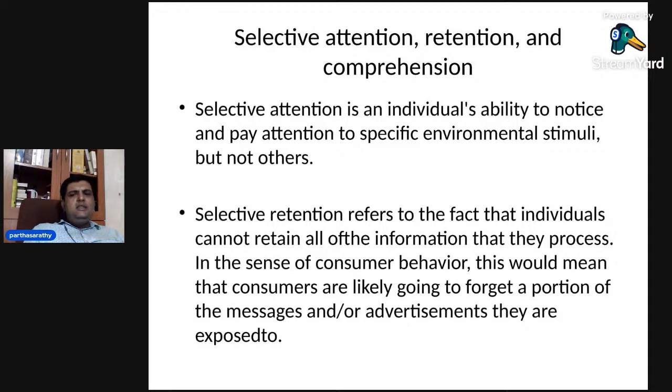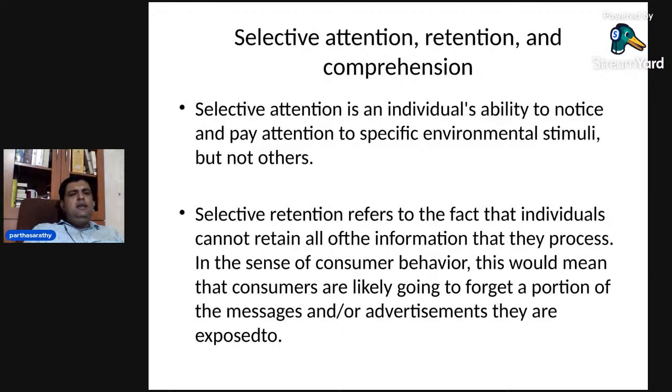So selective retention refers to the fact that individuals cannot retain all information. The human mind and human brain has a certain capacity to hold information. Like a 5 GB pen drive can hold up to 5 GB of information. If I put in 50 GB of information, it will not take. Likewise, the human mind also has a certain capacity to hold information. So selective retention, everything that I see.